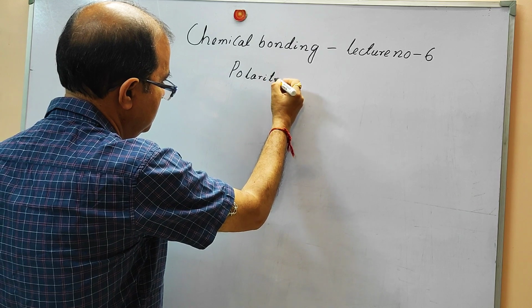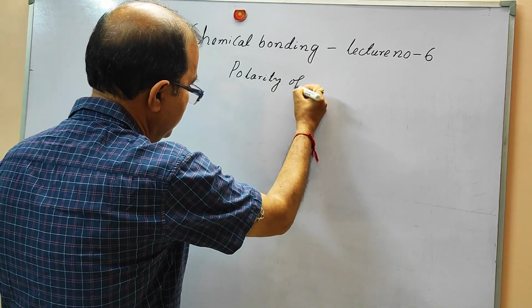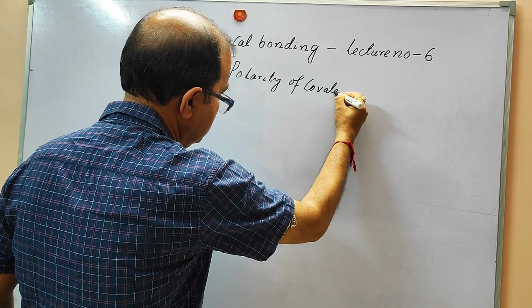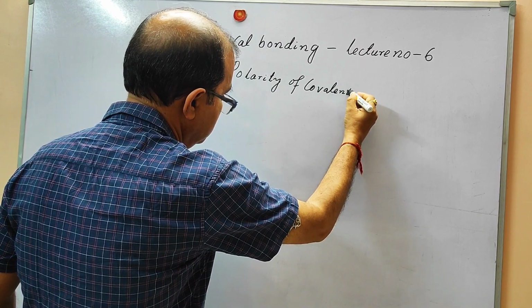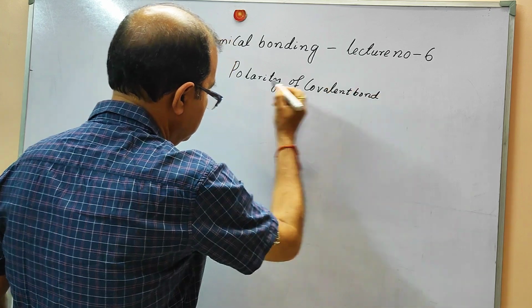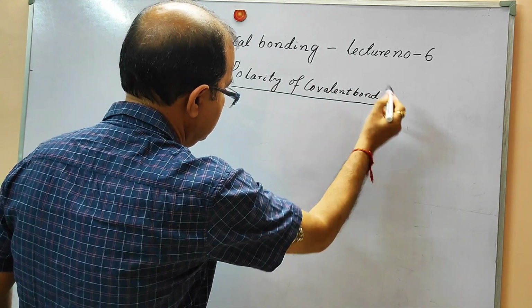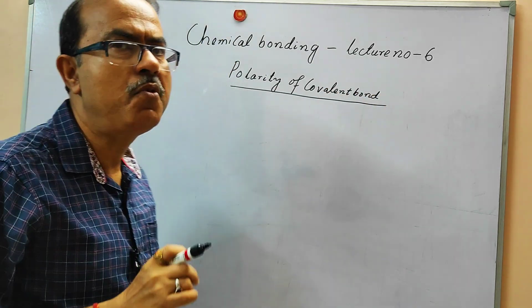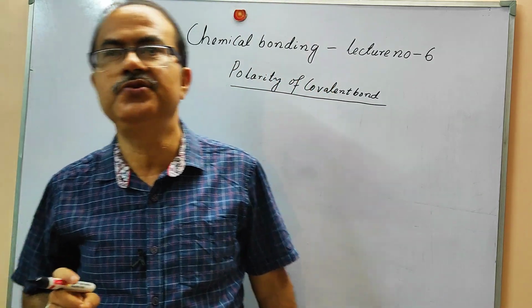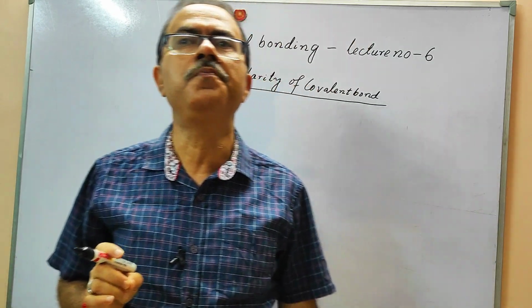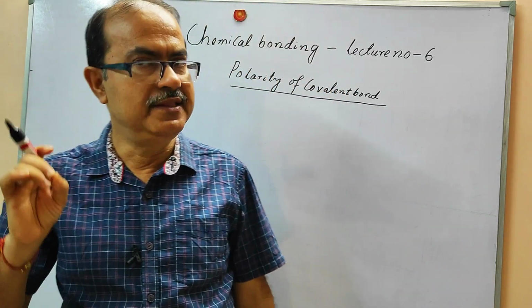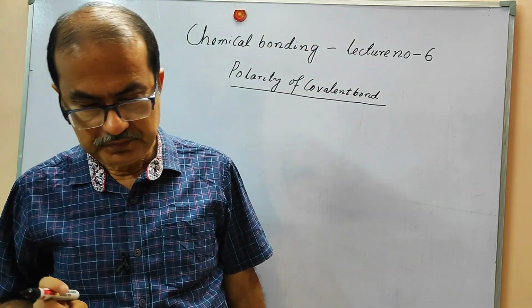Polarity of covalent bond means the covalent bond will have some percentage of ionic character, and we will discuss how we can assess this ionic character in the covalent bond.